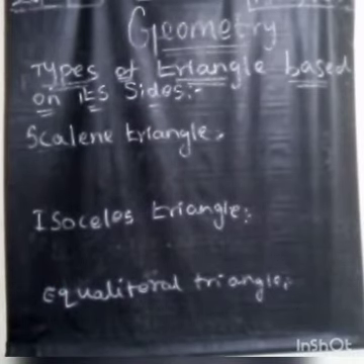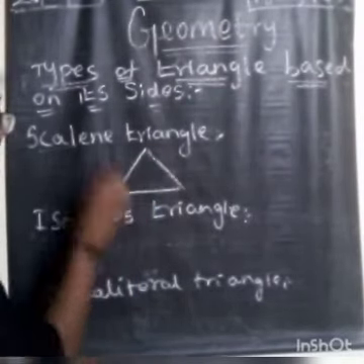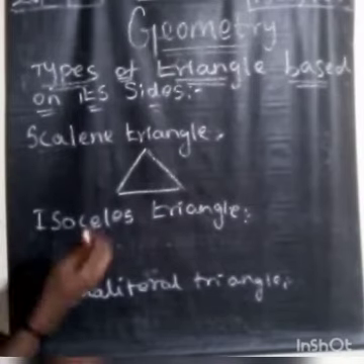Okay, what is a scalene triangle? A scalene triangle is nothing but a triangle whose three sides are different in length. If the three sides of the triangle are different in length, then it is called a scalene triangle. Let us explain it with the help of an example.